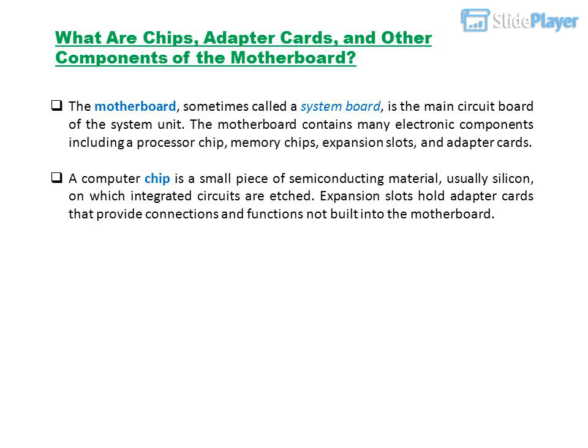The motherboard contains many electronic components including a processor chip, memory chips, expansion slots, and adapter cards. A computer chip is a small piece of semiconducting material, usually silicon, on which integrated circuits are etched. Expansion slots hold adapter cards that provide connections and functions not built into the motherboard.